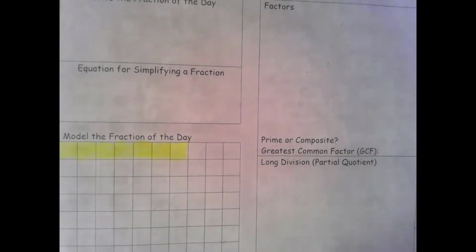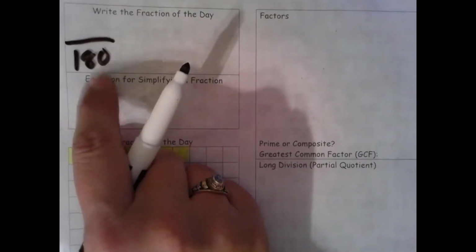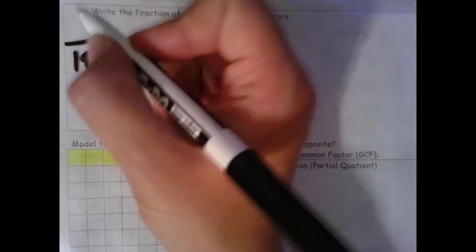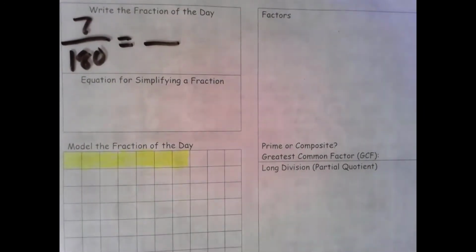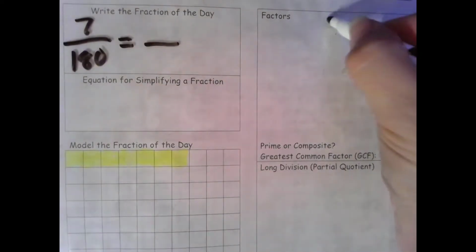Let's go ahead and write down our beginning fraction. Our denominator is 180. It's the total amount. Total amounts go in the bottom. Total amount of our school year is 180 days. And we are on day 7. So let's go ahead and find the factors of 7.